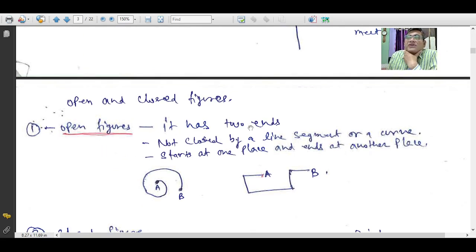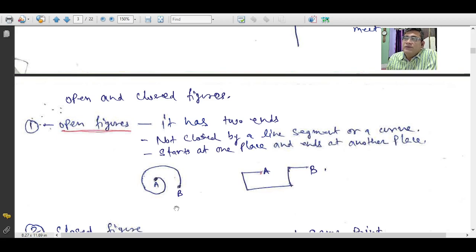So an open figure has two ends. A is the start point and B is the end point. Similarly, A is the start point and B is the end point. See, there are no line segments, there are no curves, not closed by a line segment. There are no closing end points and no curve closed by a line. So it is an open figure. It is not closed. It starts at one point and ends at another point.